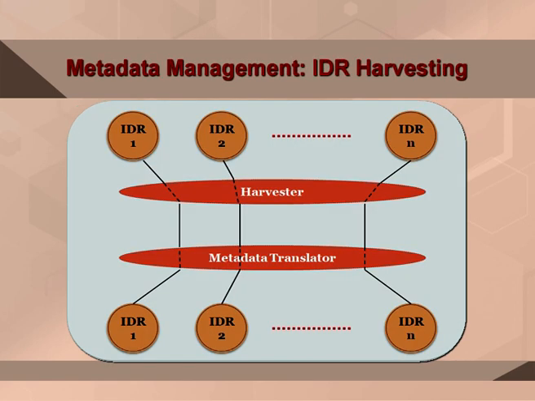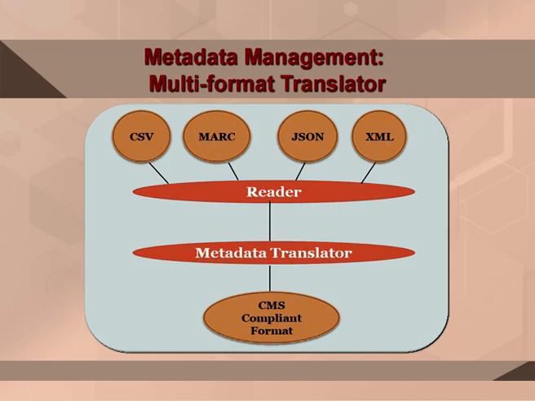So, this is kind of how it will look. You have different repositories, these are written as IDRs, institutional digital repositories. They are harvested through the different harvesting or crawling mechanisms, the metadata is translated, and then IDR specific metadata will be created. This could happen based on multiple formats also, simple comma separated value, CSV format, JSON, XML, and in different forms they could be extracted by the digital library and put in the metadata.